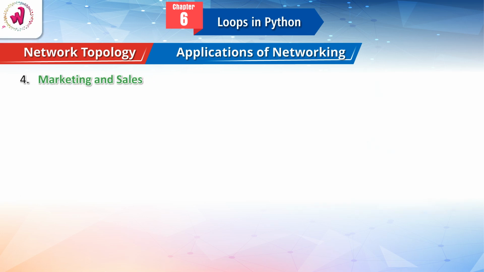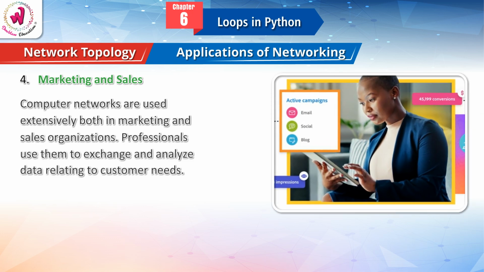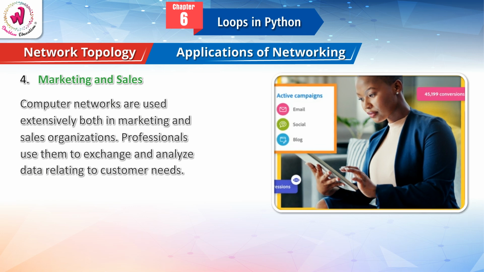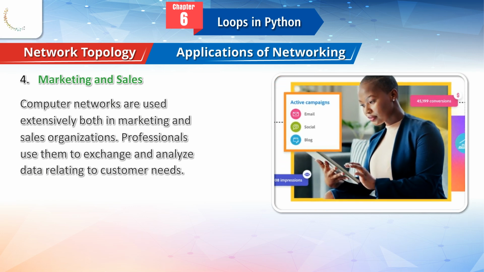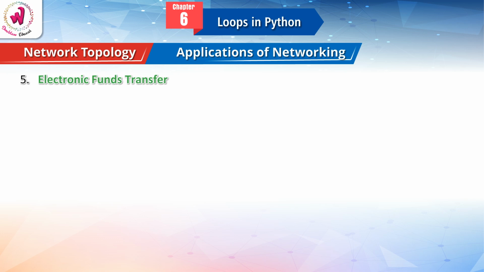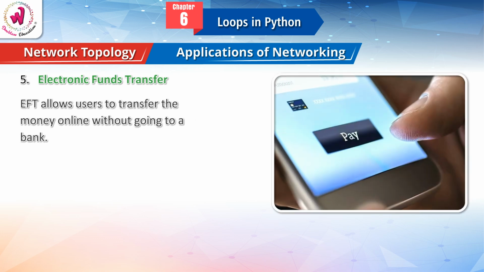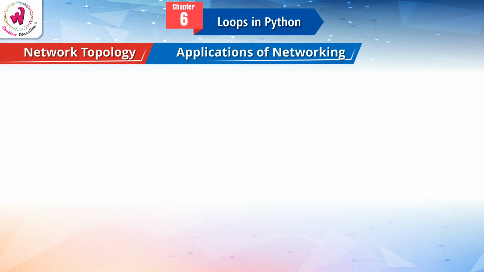4. Marketing and sales. Computer networks are used extensively both in marketing and sales organizations. Professionals use them to exchange and analyze data relating to customer needs. ATM, automated teller machine, is a kind of electronic funds transfer where you can withdraw the amount from your bank account. 5. Electronic funds transfer. EFT allows users to transfer the money online without going to a bank.